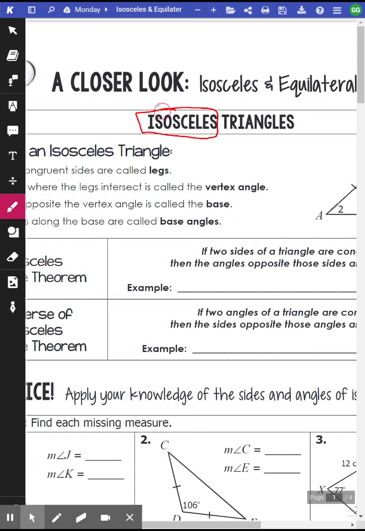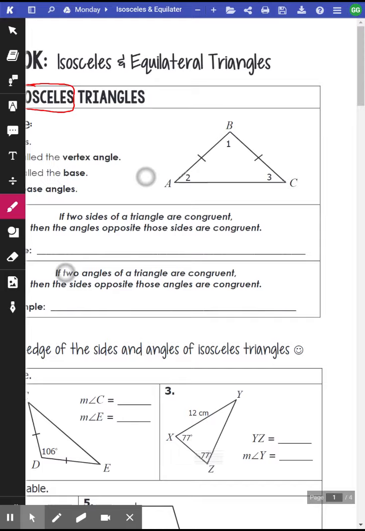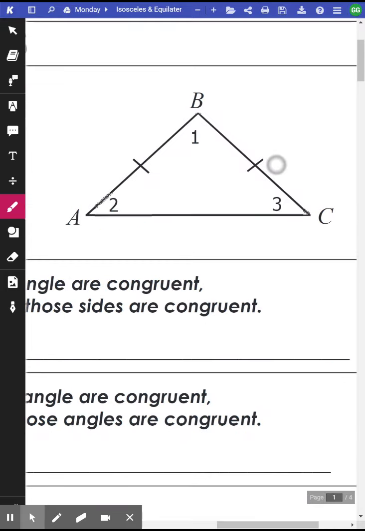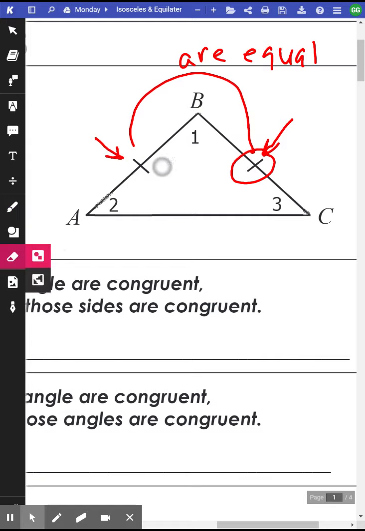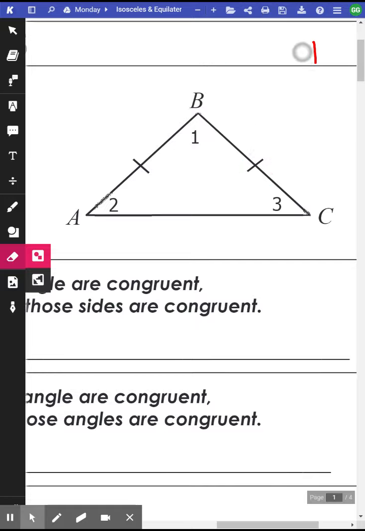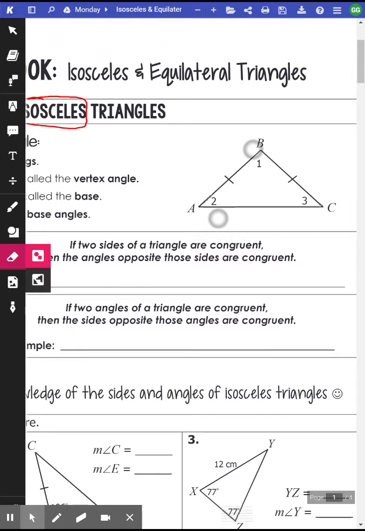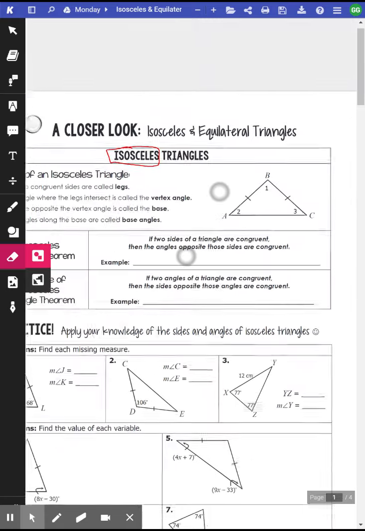Okay. By definition, isosceles has two congruent sides. Those two sides are equal. Please pay attention to those markings. Okay? So now that we know this, let's go into a little bit further detail of the parts of an isosceles triangle.